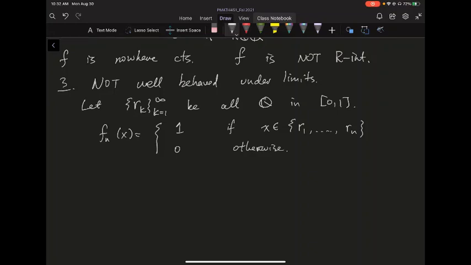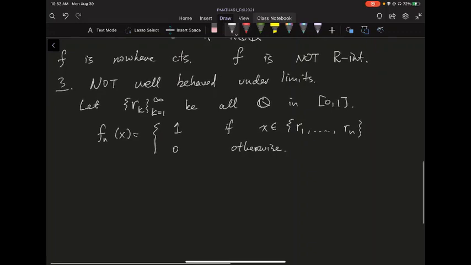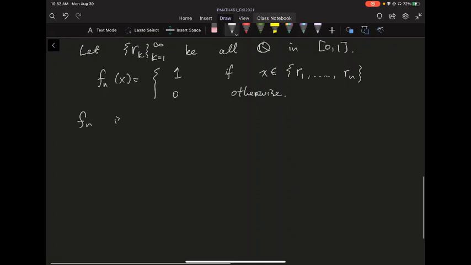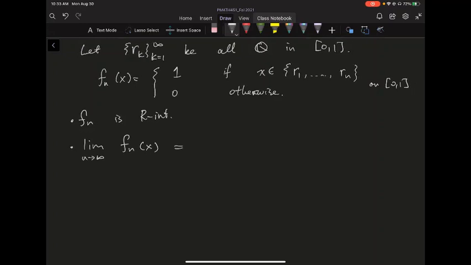All right, so let's see. Each of these f_n of x is Riemann integrable because it's only discontinuous on these r_1 up to r_n. There's only finitely many of them, and it certainly has Lebesgue measure 0. So f_n is Riemann integrable. But let's look at what their limit is. By the way, I define this f_n as a function on 0, 1. So let's look at what this limit will do.